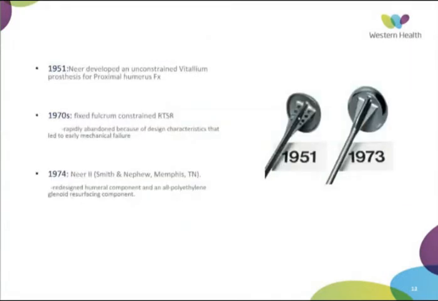There wasn't much happening in terms of progression and development of procedures until 1951, when Neer developed his first prosthesis that he used in severe proximal humeral fractures. And a bit later, in the 70s, the reverse shoulder replacement was designed, but they abandoned it very quickly because of the high revision rate they had. And the first total shoulder replacement was called the Neer 2, that was introduced in 1974. And that was a humeral component and an all-polyethylene glenoid component. That was the first one that was used.